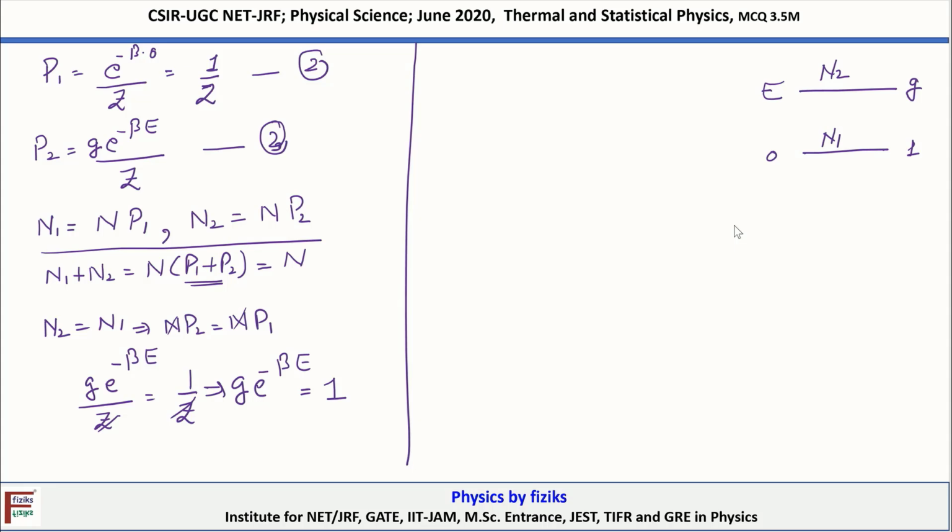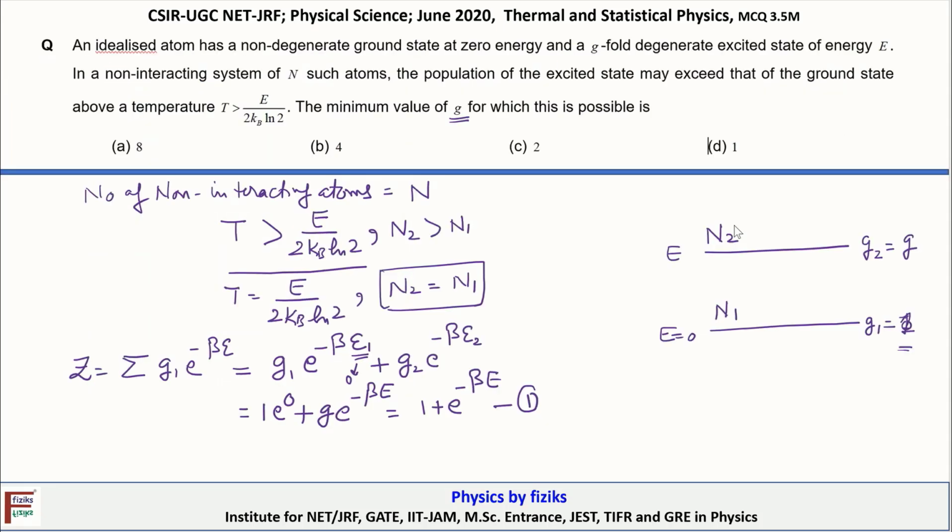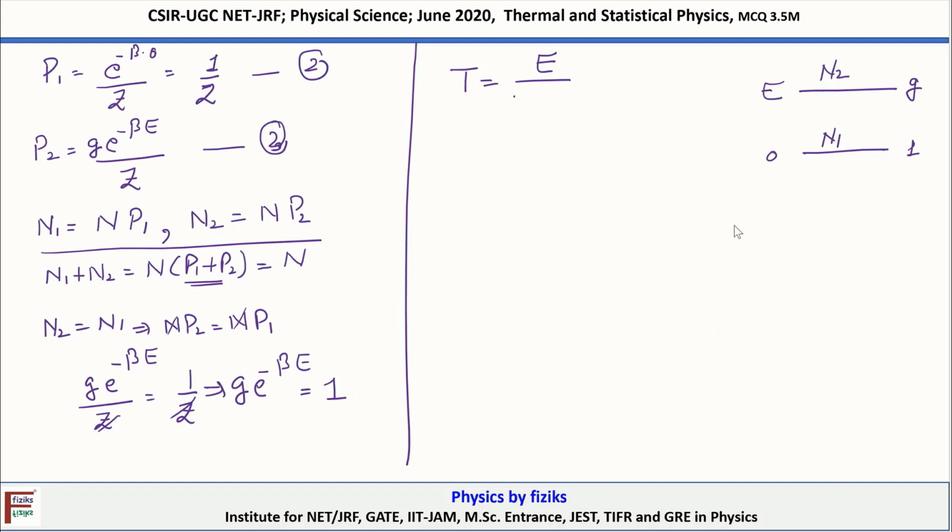Now, n2 will be equal to n1 for what temperature? As we said in the beginning, T is equal to E upon 2 kB ln2. Remember, for T exceeding this value, the number of atoms in the excited state N2 will exceed N1. So T equal to this quantity gives the condition where the number of atoms in the excited state and ground state are equal. Let me call this equation 4. In equation 4, we will substitute this value of T.